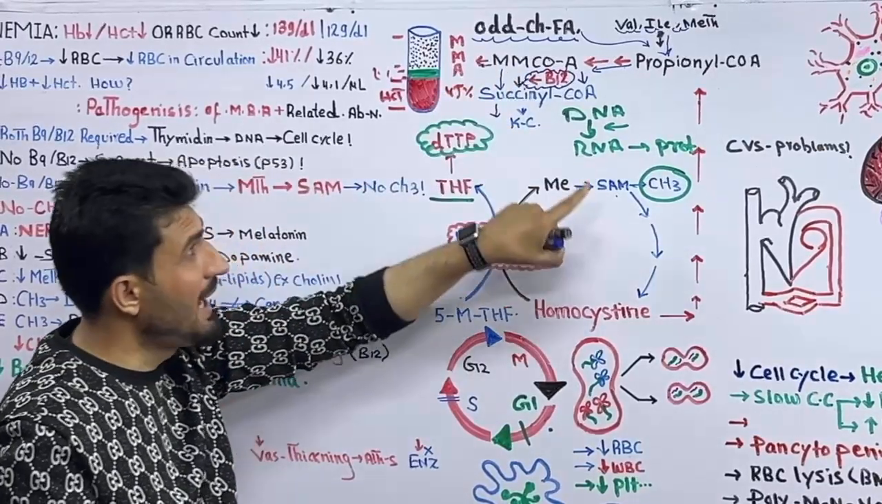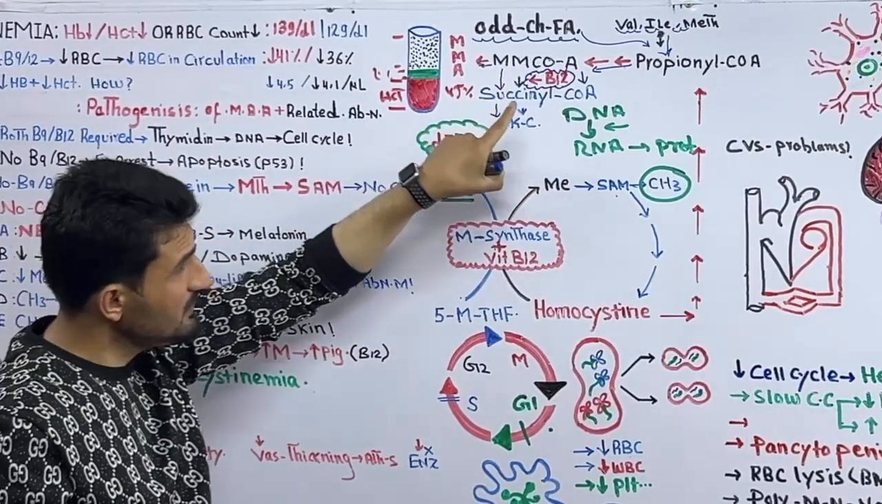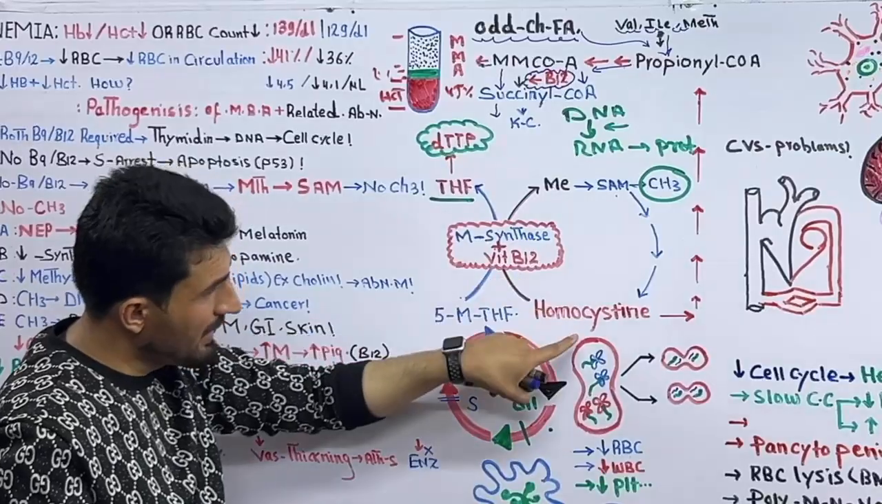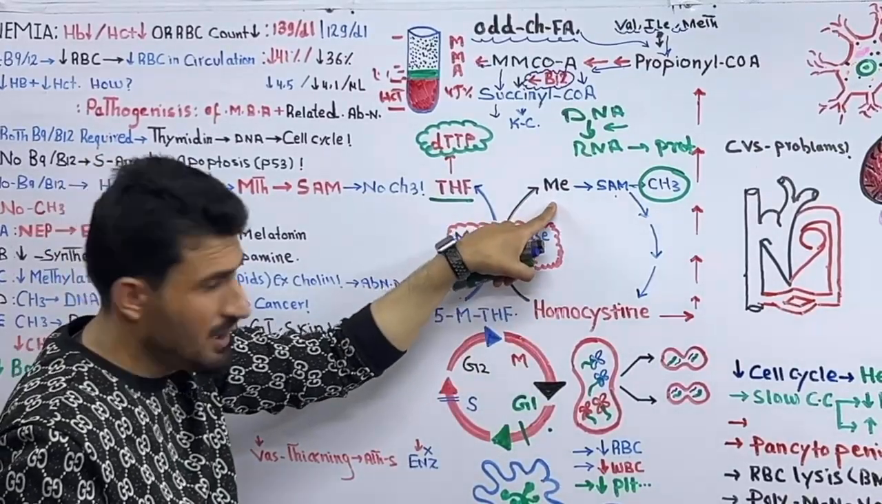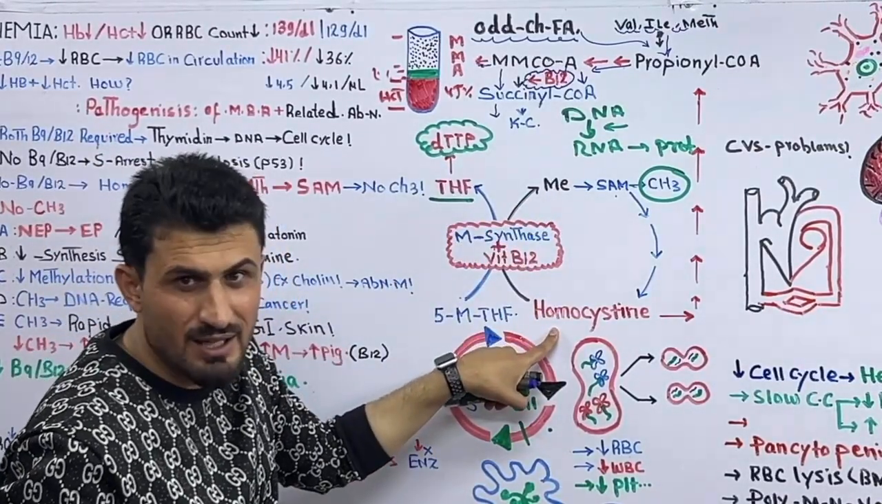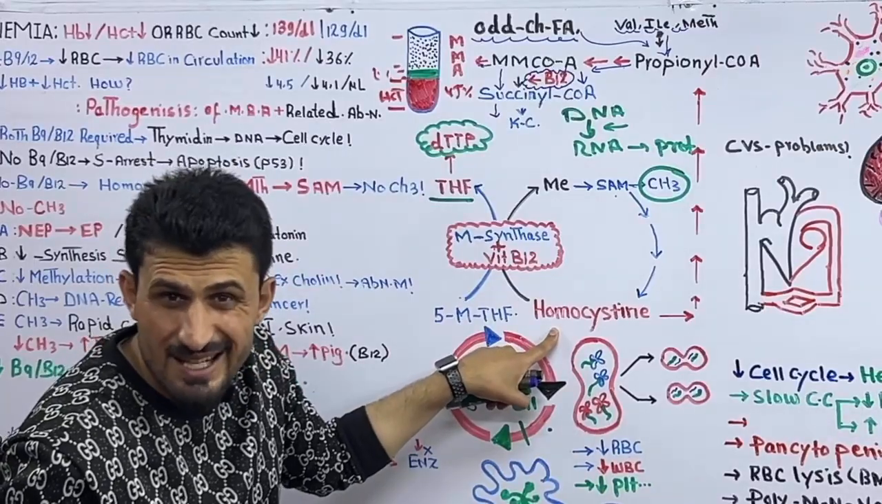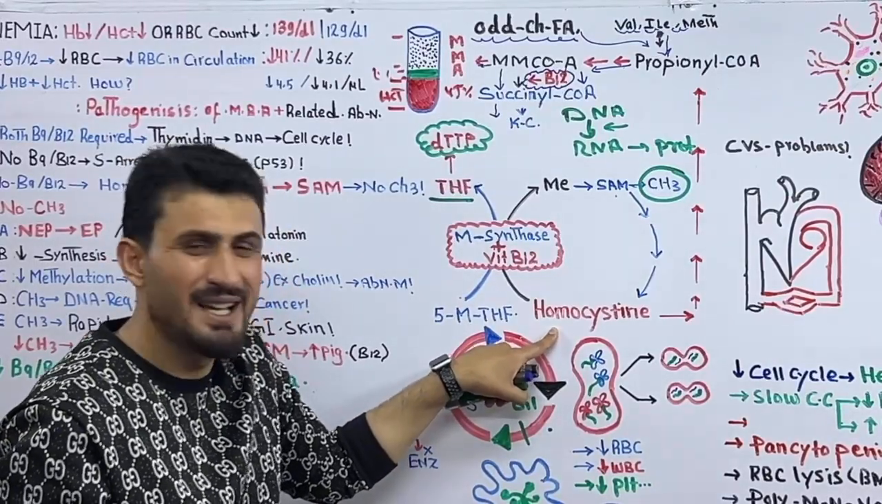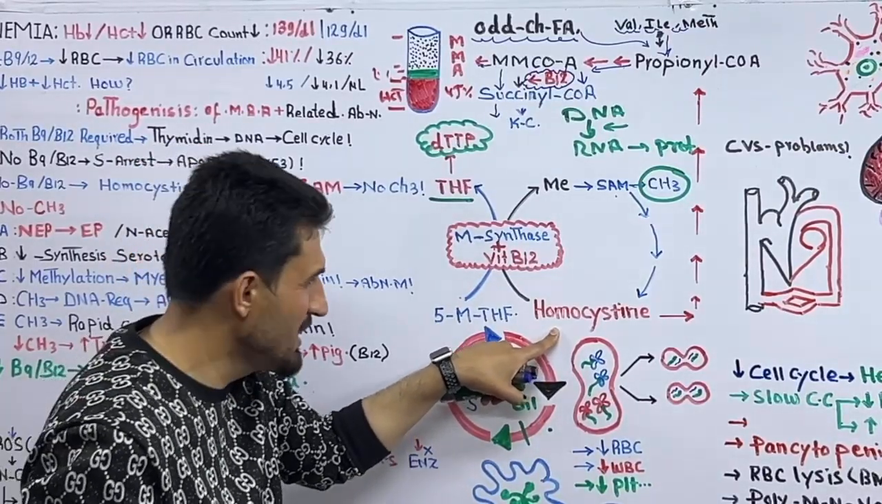Plus, if we don't have enough vitamin B12, we cannot change homocysteine to methionine, and homocysteine accumulation is called homocysteinemia, and this is also a toxic substance. We will talk about it.